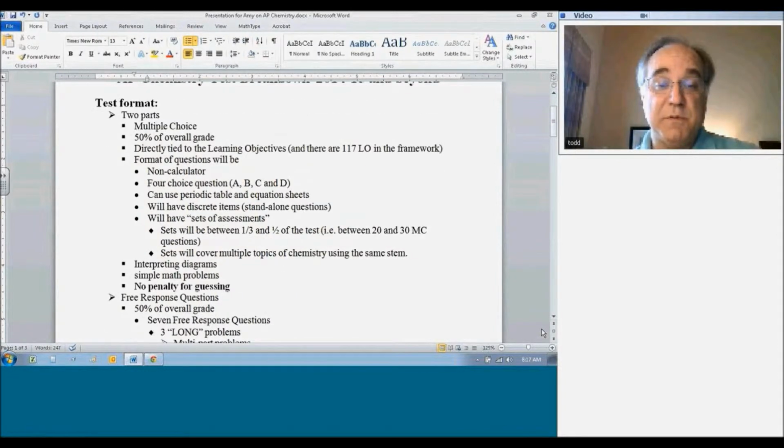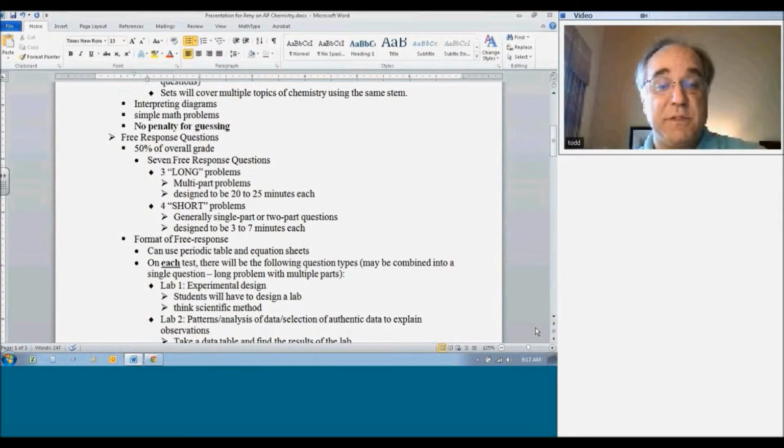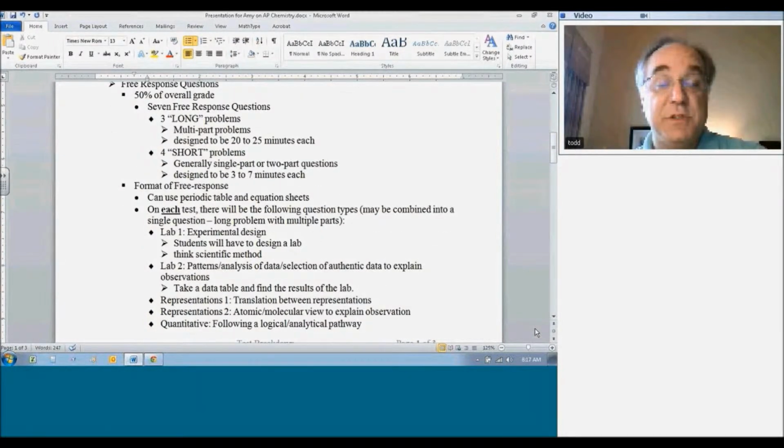The free response questions will be 50% of the overall grade. There are 3 long questions and 4 short questions. The long questions will be multi-part, sometimes A, B, C, D, E, F, and G, with a couple of subparts in there. They're designed to be about 25 minutes each in length, and the short questions are generally 1 or 2-part questions, designed to be done in 3 to 5 minutes, figure 3 to 7 minutes for your students. They can use the equation sheet.